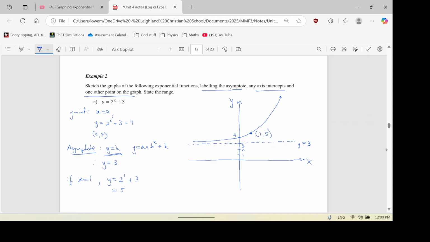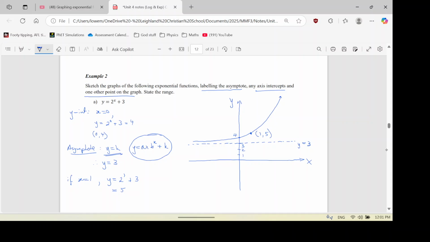Asymptote. Remember, we saw previously that our asymptote will have the equation y equals k, based on this being your equation for an exponential function, right? So a times b to the x, plus k. If we have a number here on the end, then that corresponds directly to our asymptote. So in this case, it's plus 3. So y equals 3 is your horizontal asymptote. And so we draw a horizontal line, as we can see here on the graph, through the y value of 3, and I've written here y equals 3 as the equation of that line.